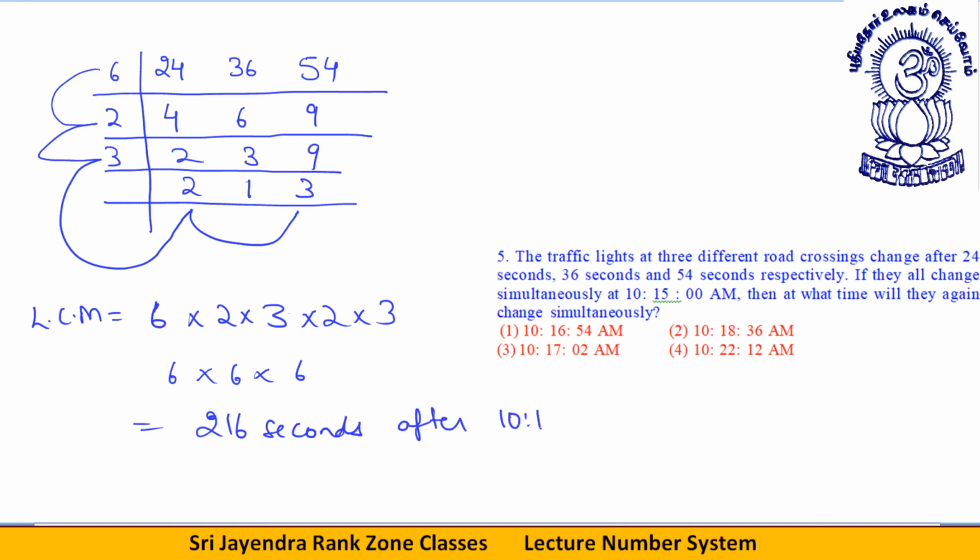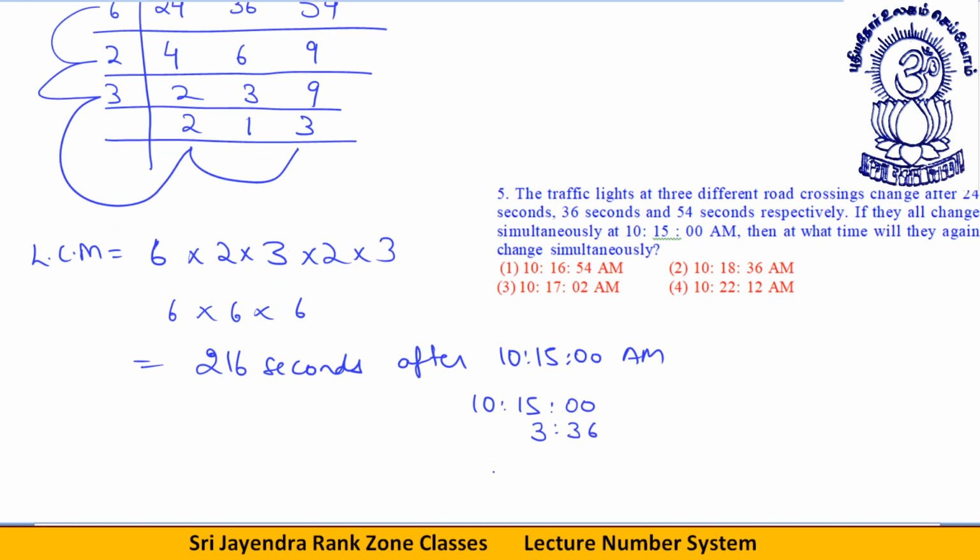After 10:15 a.m. 216 seconds means 3 minutes and 36 seconds. So your total becomes 10:18:36 a.m., which is the option.